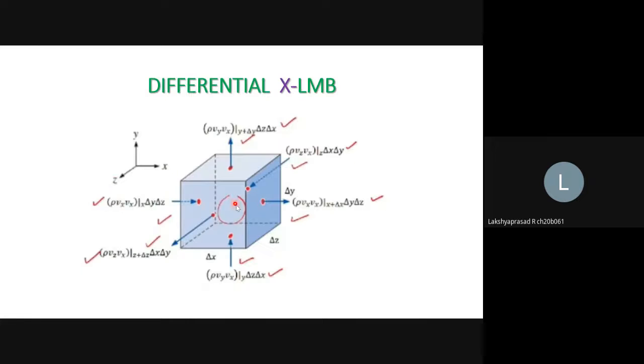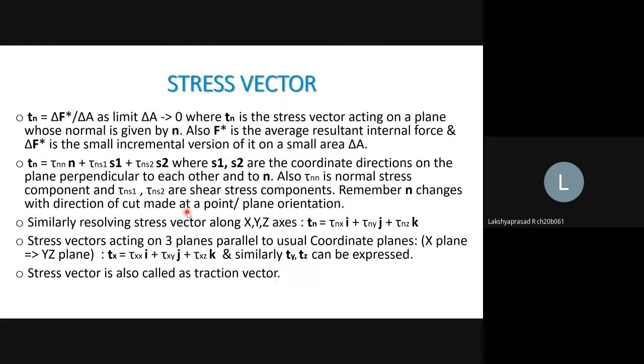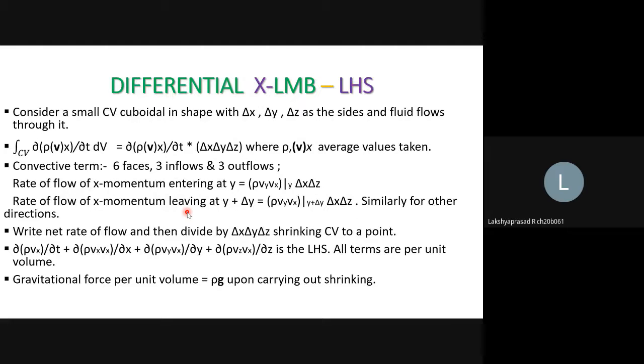So as you can see in this picture, there are 6 faces, and there are 3 inlets and 3 outlets, and these are the flow of momentum at inlets and outlets respectively. So the rate of flow of x momentum entering at y is rho vy vx evaluated at y into delta x delta z, and the rate of flow of x momentum leaving at y plus delta y is the same quantity evaluated at y plus delta y. And similarly, for the flow along other directions, y momentum and z momentum can also be written.